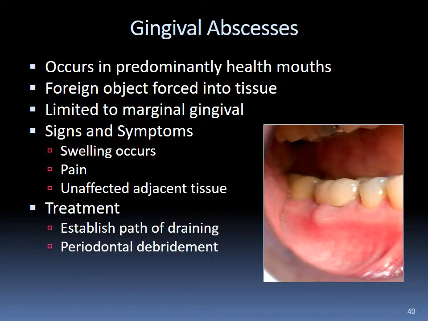Gingival abscesses occur in predominantly healthy mouths and are attributed to a foreign object forced into gingival tissue. The area is limited to the marginal gingiva, with signs and symptoms such as swelling and pain. This condition does not usually affect the adjacent tissue. Treatment involves establishing a path of drainage for the infection and periodontal debridement.